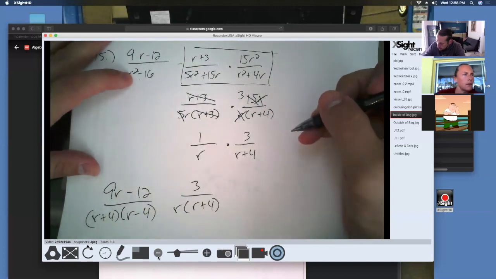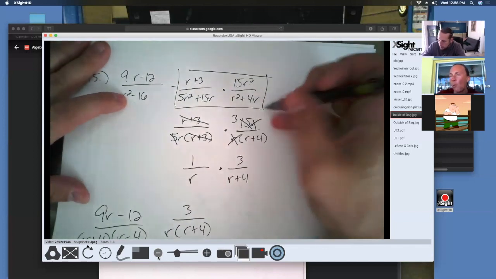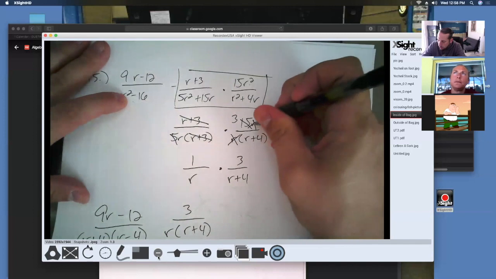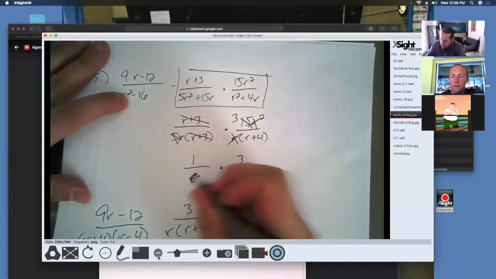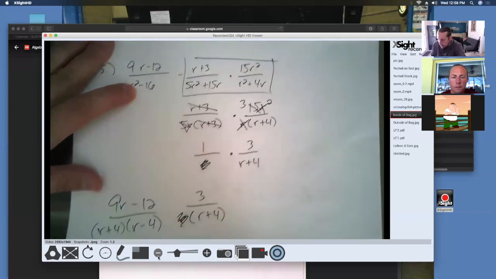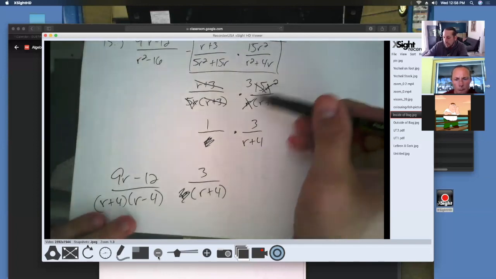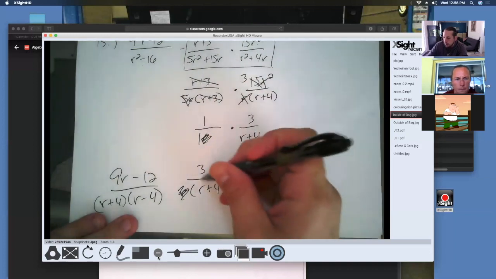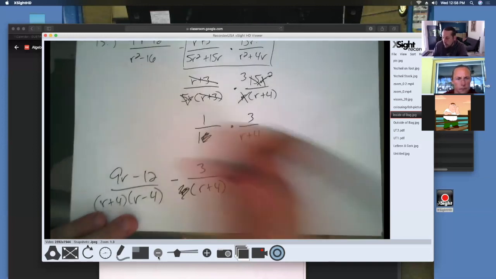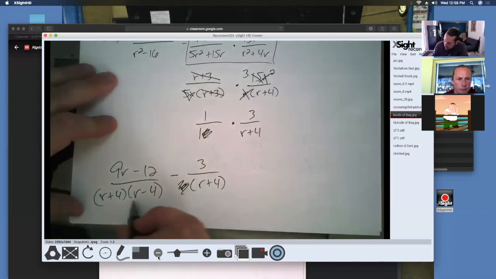Yeah, so when I wrote 15r squared, I forgot my squared. So that r will cancel this one out and this one out. So I don't have an r down here anymore. Sorry, I missed that. Okay. Because there's r squared up here, that cancels this one and this one. This leaves me 1 over 1 over here, which just gives me 3 over r plus 4. And I'm subtracting still. So now I can see with my denominators, I need this on both sides.